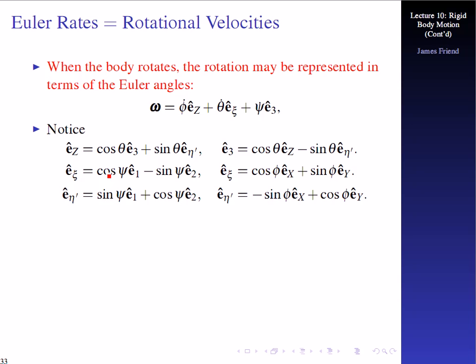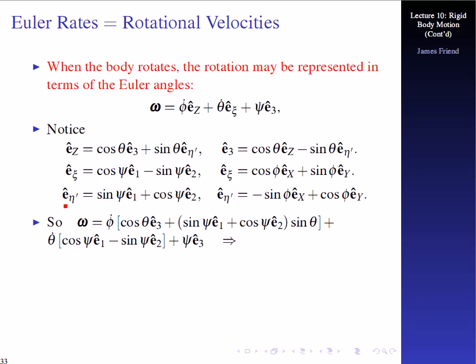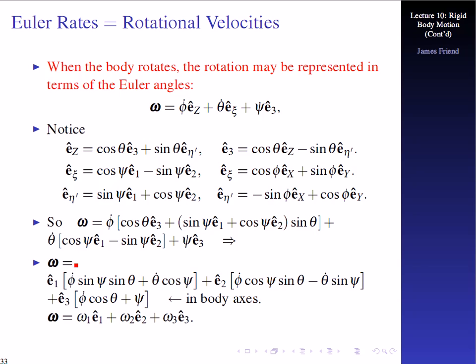Then e sub z is equal to cosine psi e sub 1 minus sine psi e sub 2, and so on and so forth, in a way that tells us that we can write omega. This looks nice and simple, but it's not, because these are three different coordinate directions and three different coordinate systems, and this is actually in terms of one coordinate system, shown here.